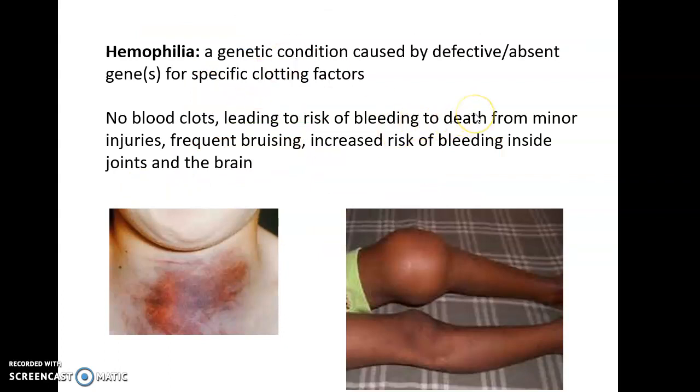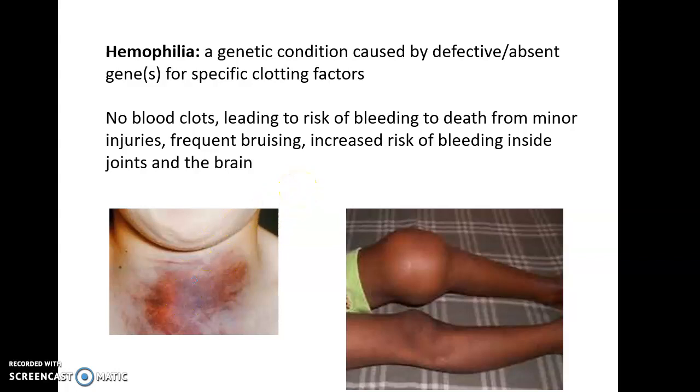Hemophilia. Hemophilia is a genetic condition caused by a defective or absent gene for specific clotting factors. And what happens is then the person has difficulty or is completely prevented from forming blood clots. And that is a major health risk because then even a minor injury can cause them to bleed to death. So a small cut that in someone else is insignificant, doesn't even need stitches, could cause someone with hemophilia to bleed out and die.